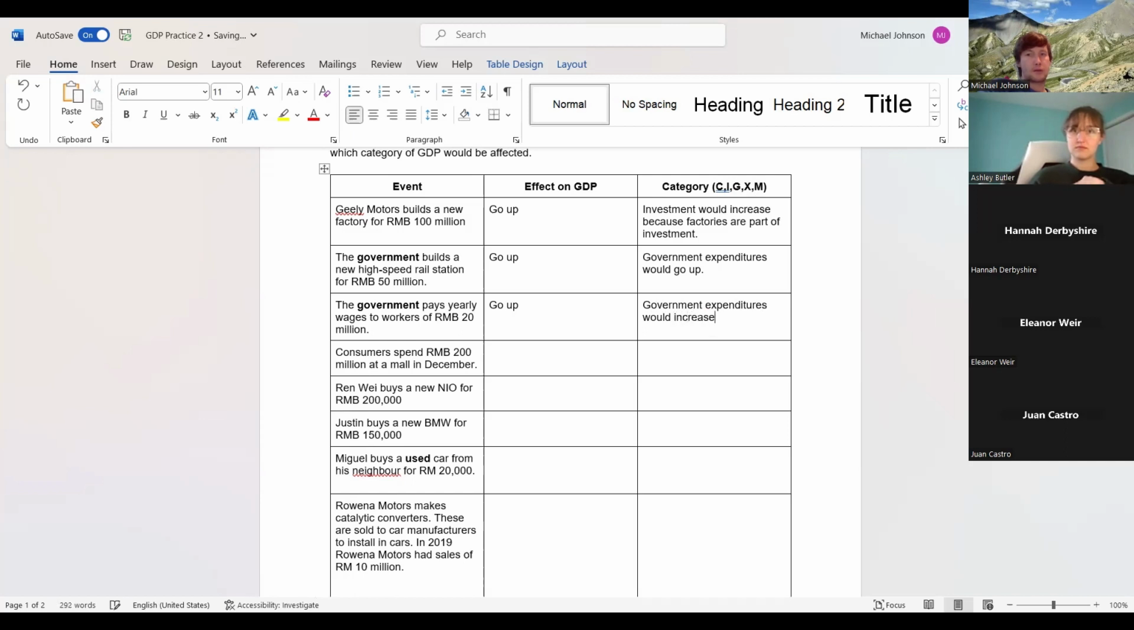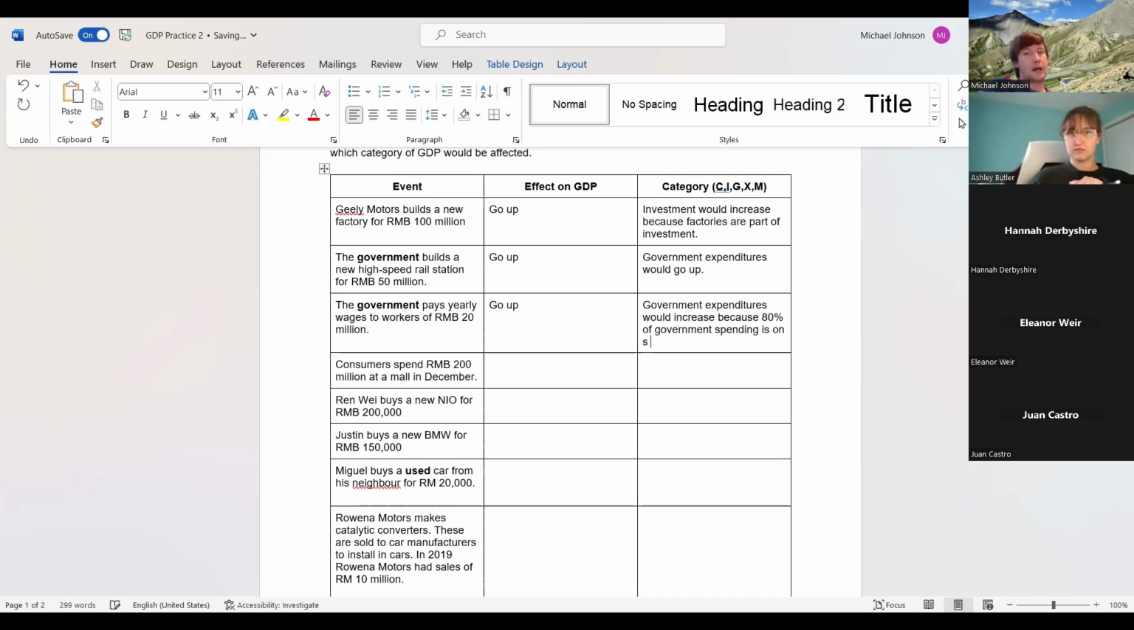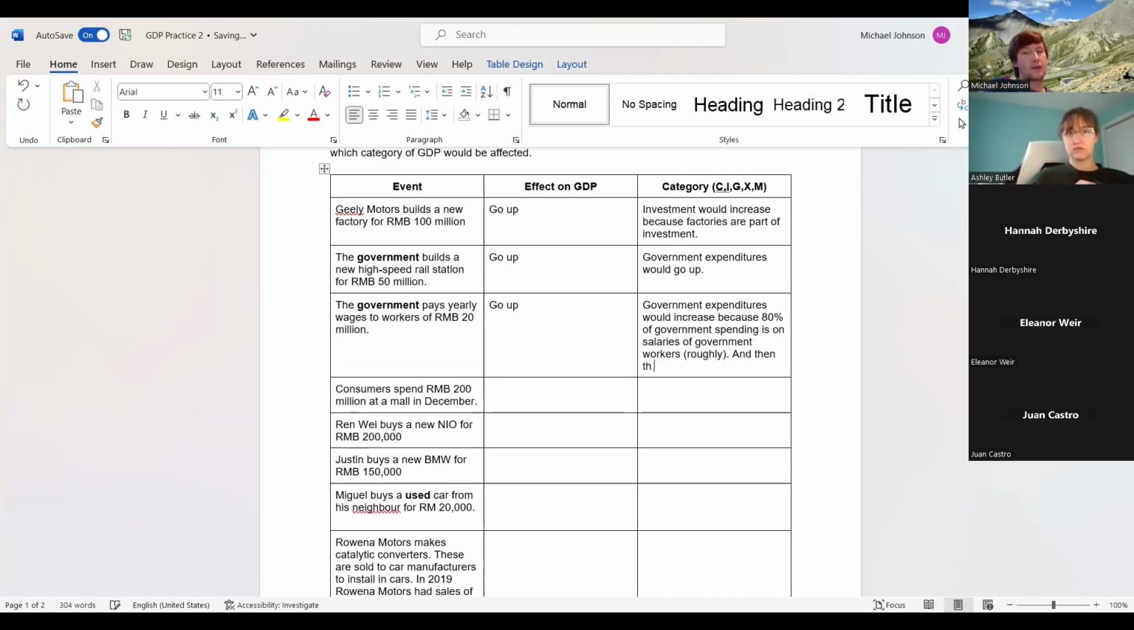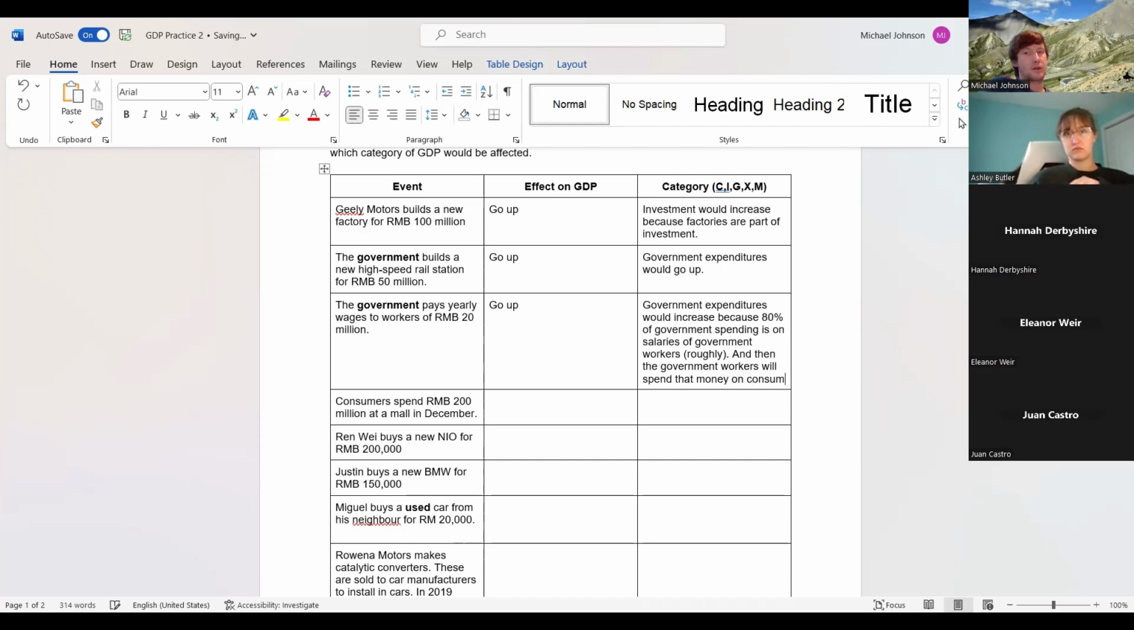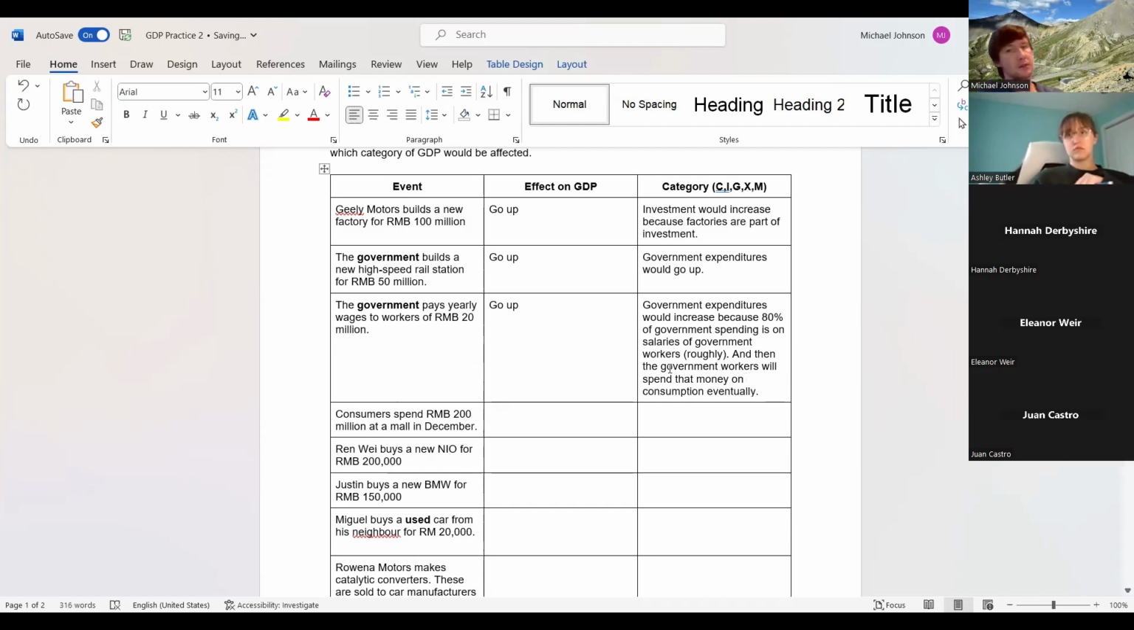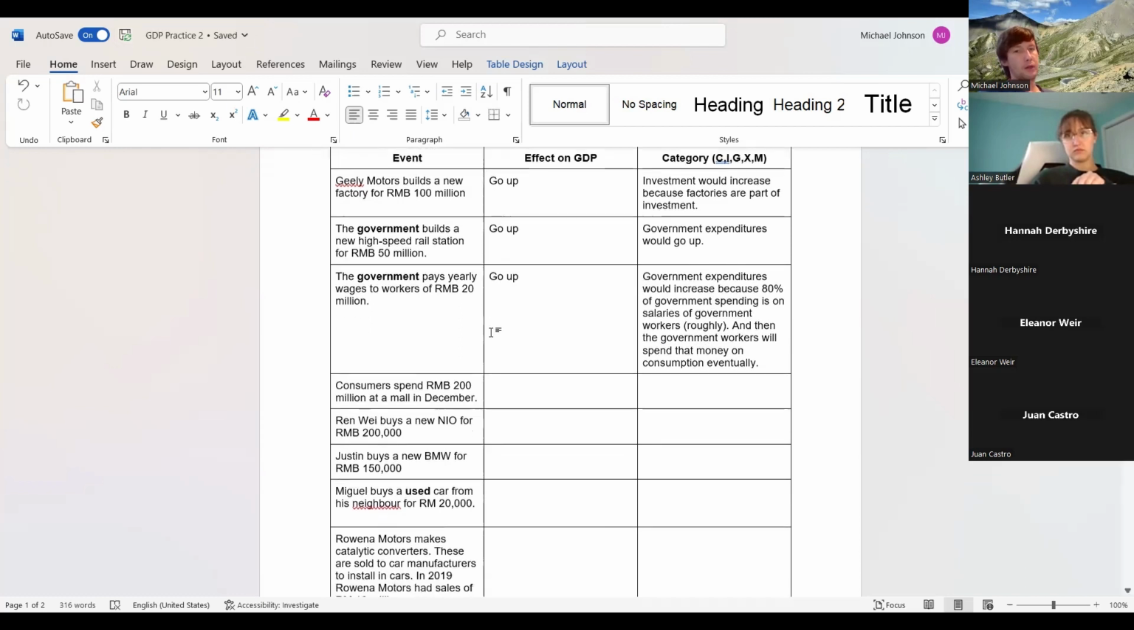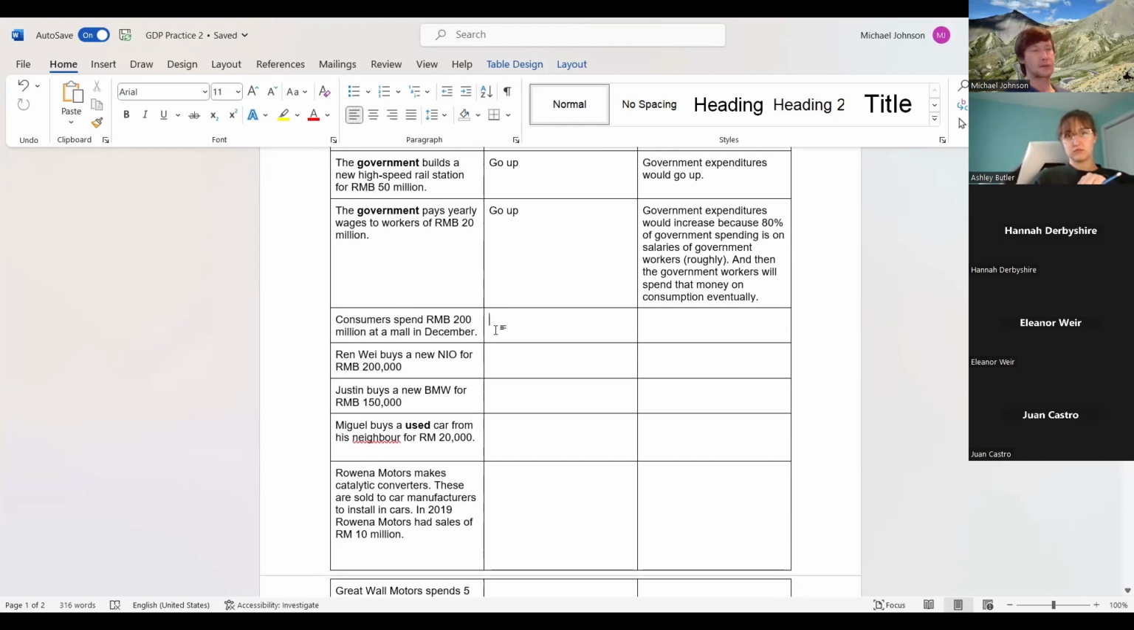Government expenditures would increase, because roughly 80% of government spending is on salaries of government workers. And then the government workers will spend that money on consumption eventually. So that's a good point, Juan. Consumption would eventually go up, just after a while. Once they start spending that money, consumption will go up. So government spending goes up, and then after maybe a few days, consumption expenditure goes up. So it kind of leads in there. Great job, Juan.